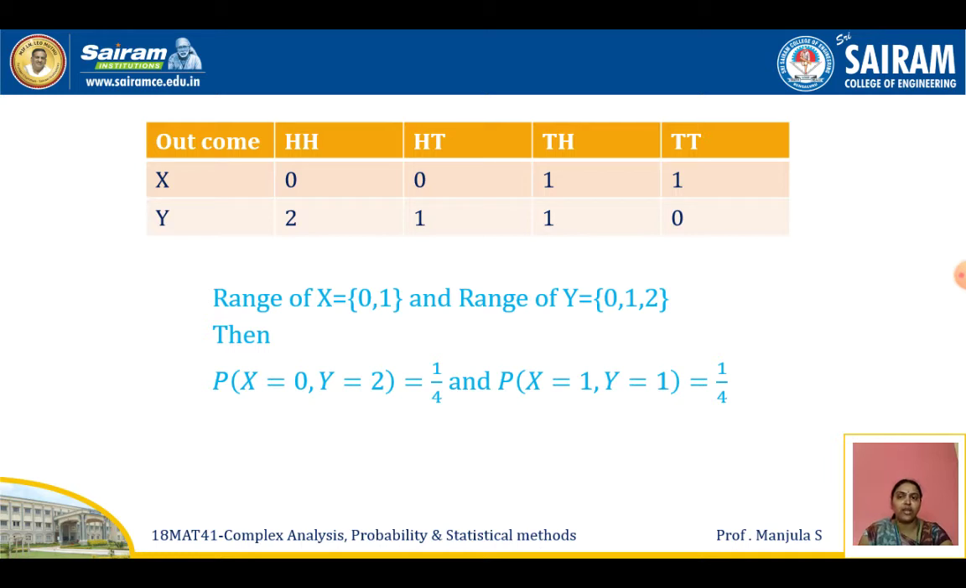So first we'll write x. X means what here? The value is 0 and 1. 0 represents that in the first toss head has come. So the first two, HH and HT, the values of x will be 0. And TH, TT, the value of x will be 1, 1.